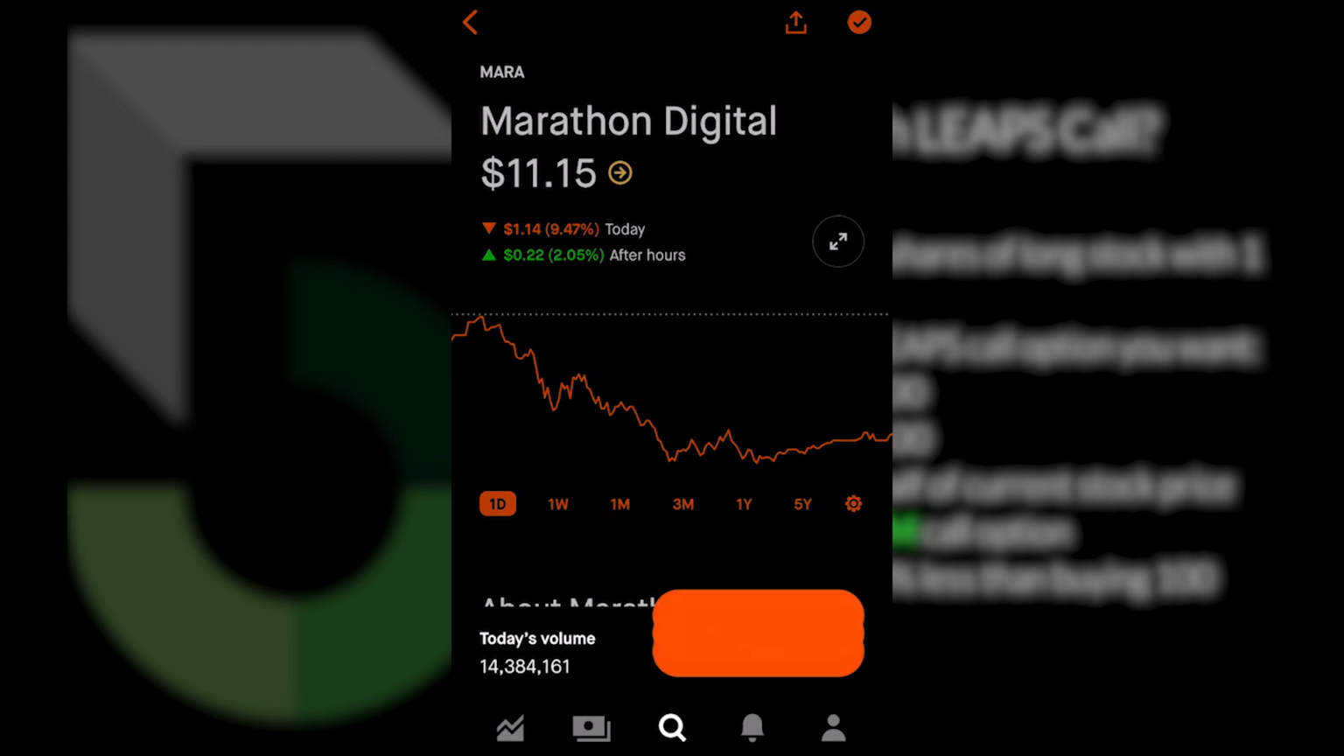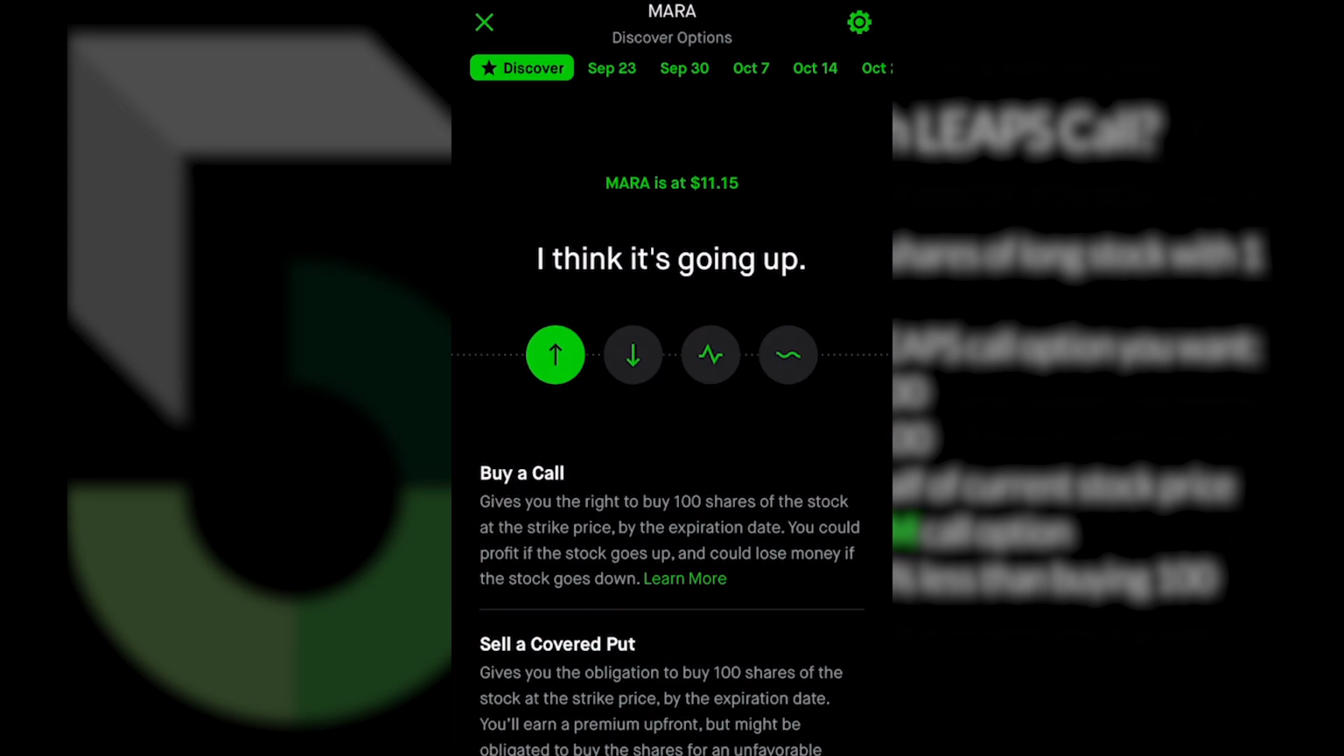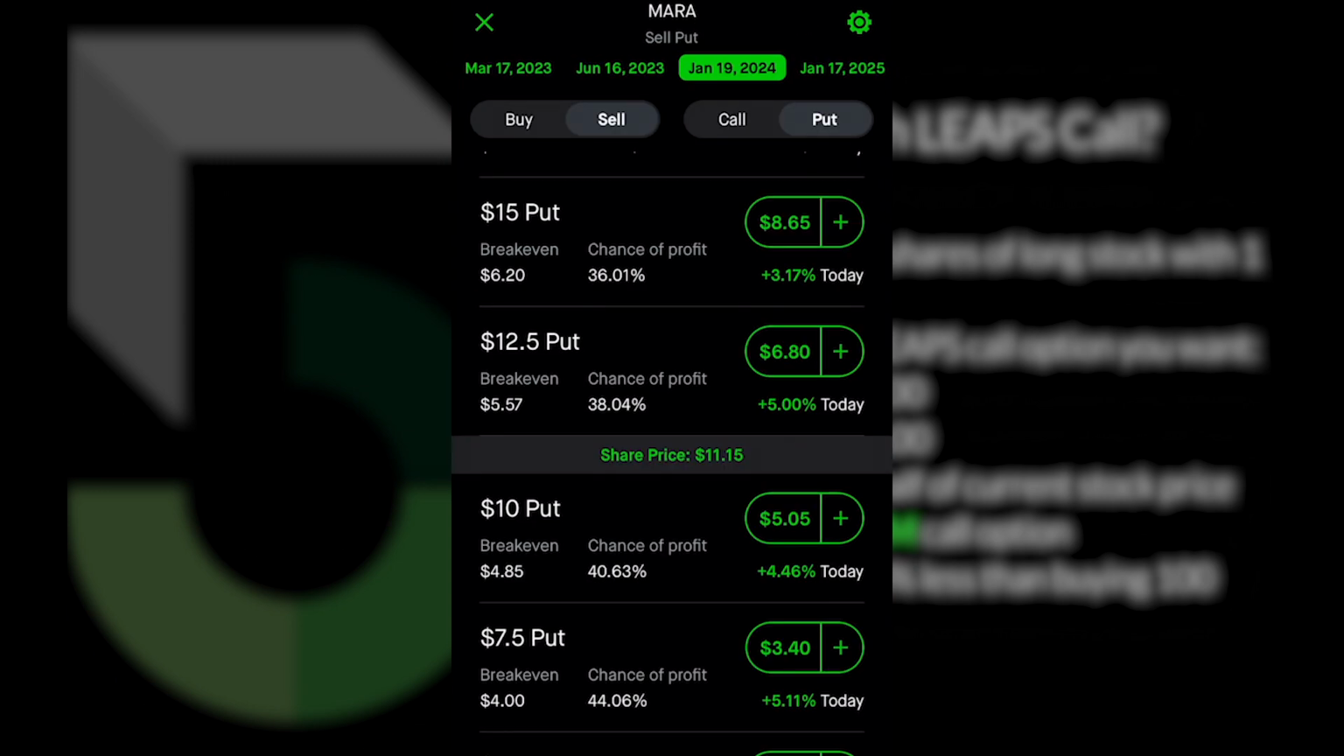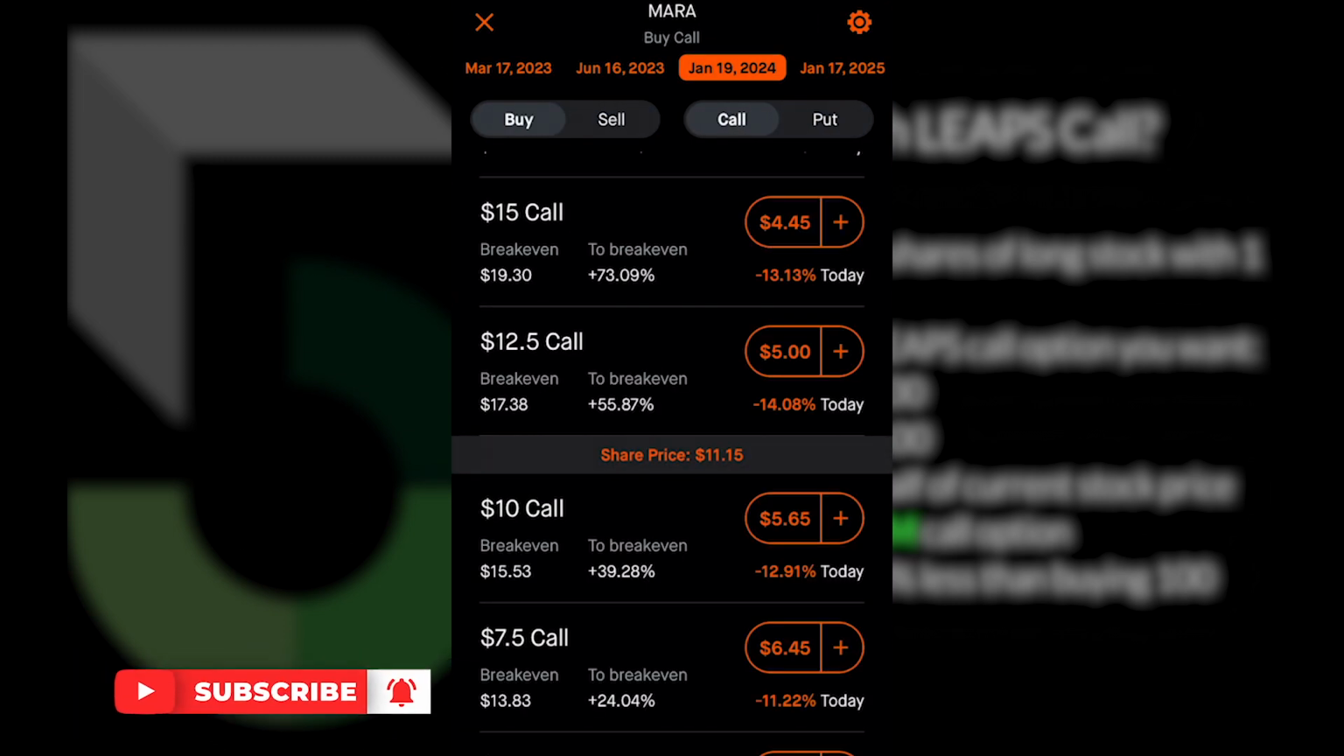Well, first of all, we'd go to trade options, and what we're looking for is a very long-dated expiration. If it were me, I would go out for about a year or longer. So I'm going to go to January 19, 2024. This gives me about 15, 16 months before this option is going to expire. So let's take a look at buying a call for January 19th, 2024.